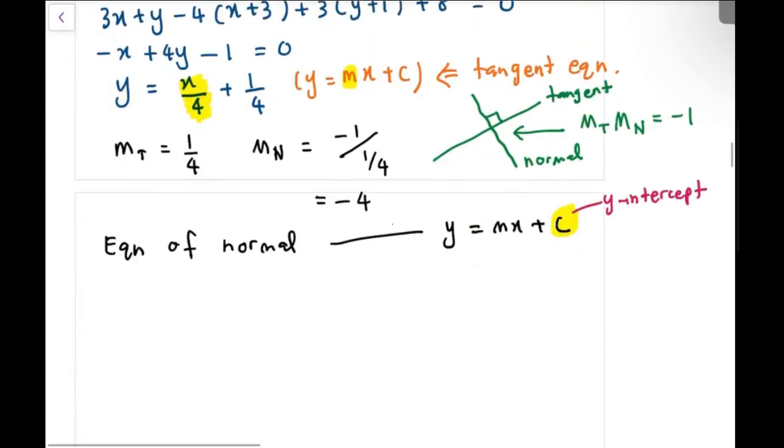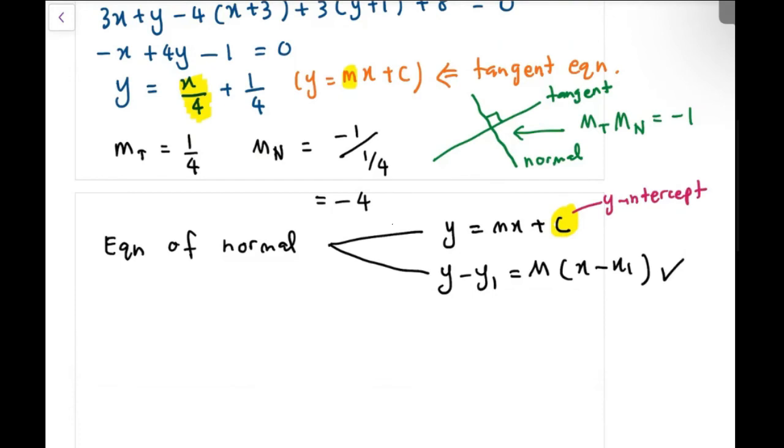But second option, we can use the formula of a straight line y minus y1 equal to m, which is the gradient, times (x minus x1). y1 and x1 in this case is the point given in the question. So that's why I prefer to use this second formula, because you already obtained the gradient. You already know the point from the question. So in order to find the equation, you just have to straight away substitute all the values.